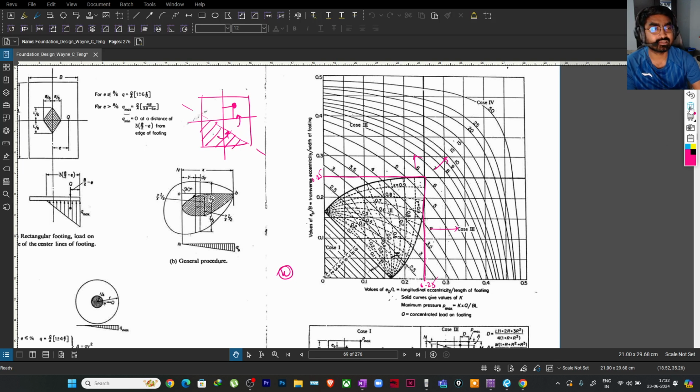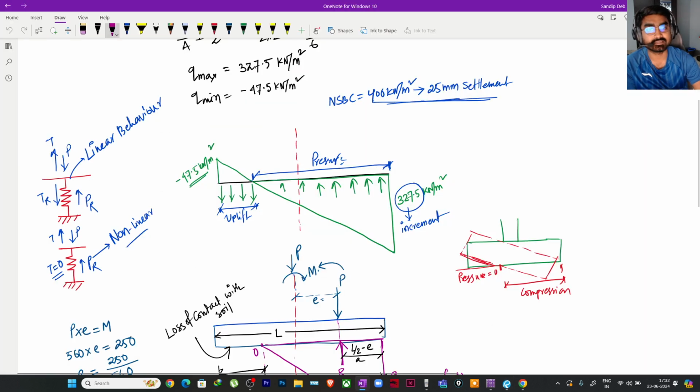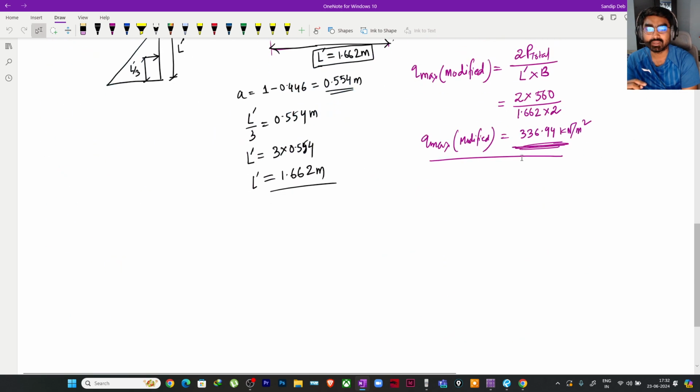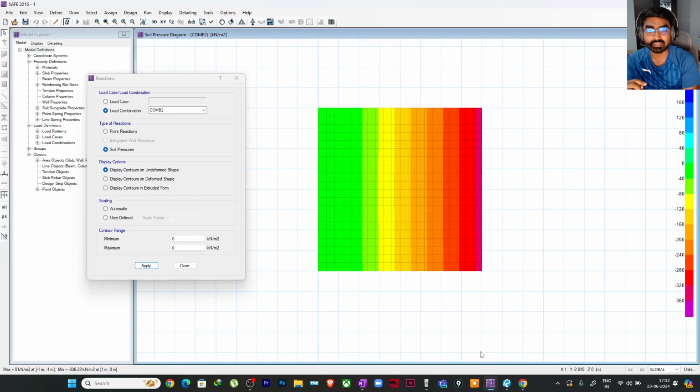Today we have discussed the uniaxial moment, how we calculate the modified pressure for it, and we have also seen how the software gives the result. So I hope this is completely clear to all of you.